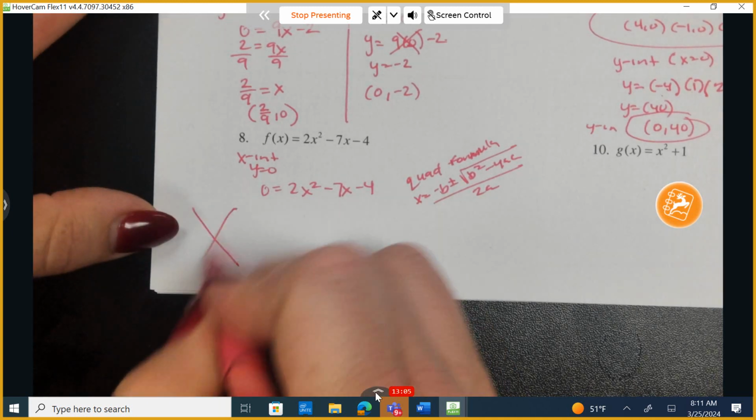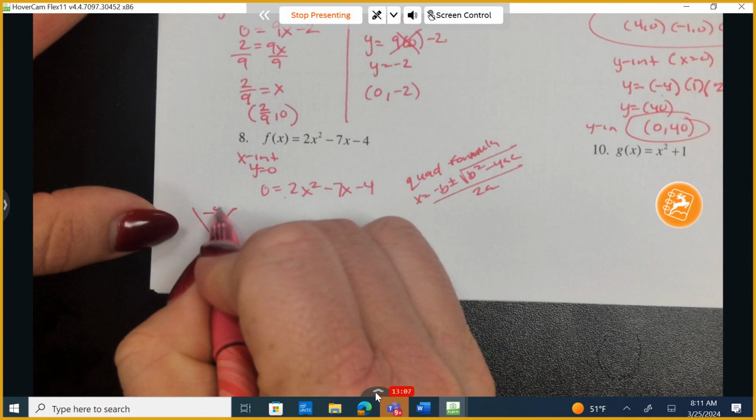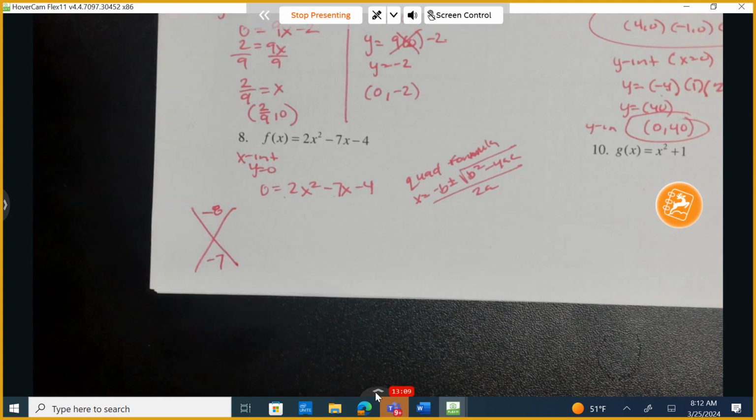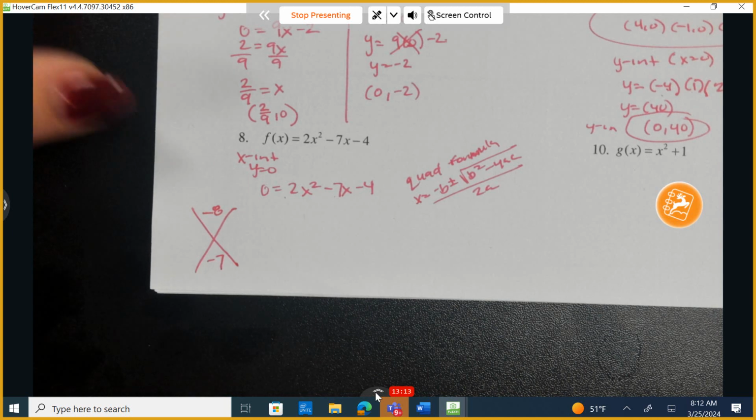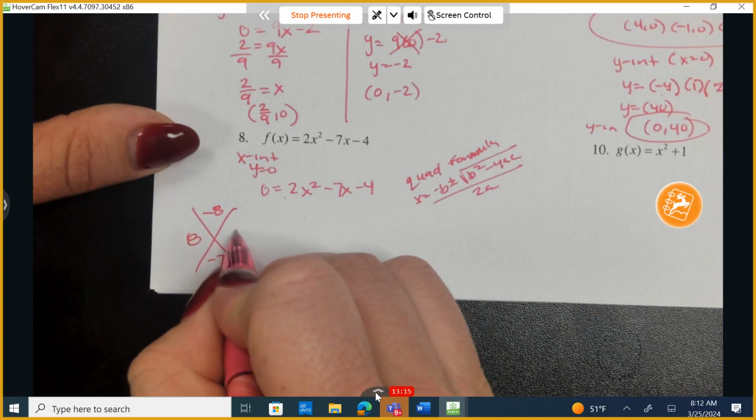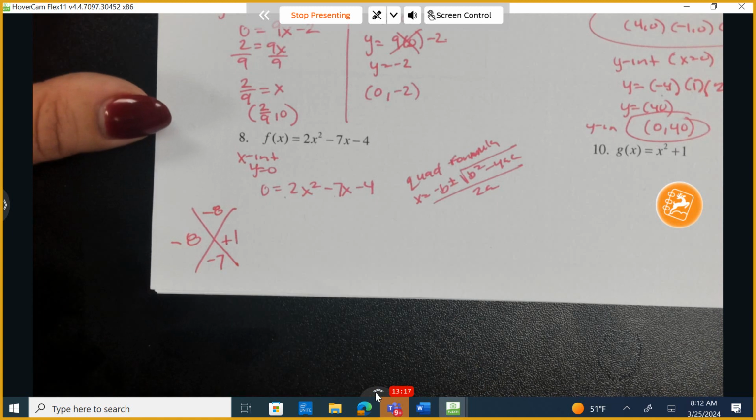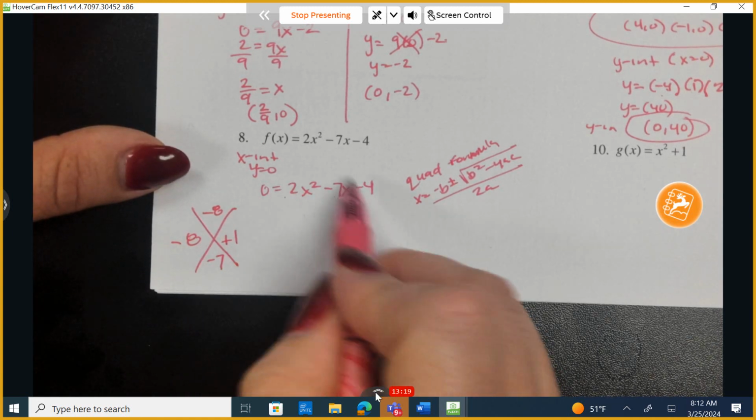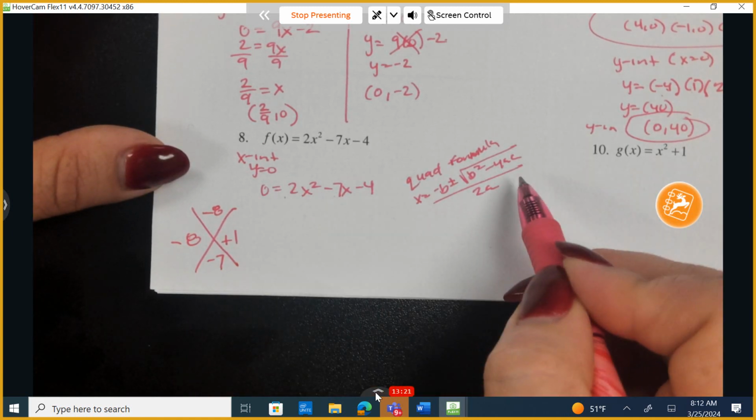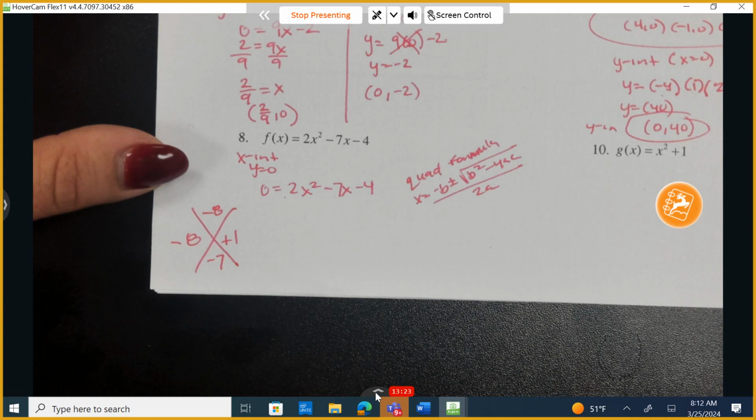I'm going to try that. 2 times -4 is -8. Are there two values that multiply to give us -8 and combine to give us -7? That would be, in fact, a -8 and a +1. So remember, if it's not factorable, it doesn't mean we can't solve it. It just means then we'd have to use the quadratic formula.